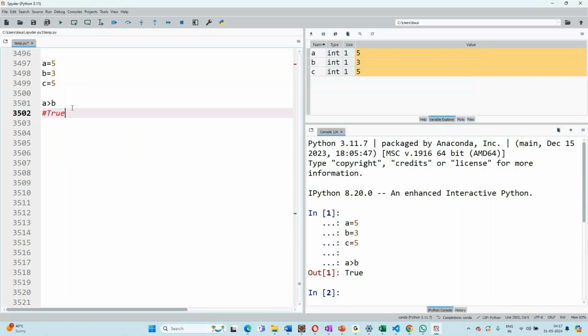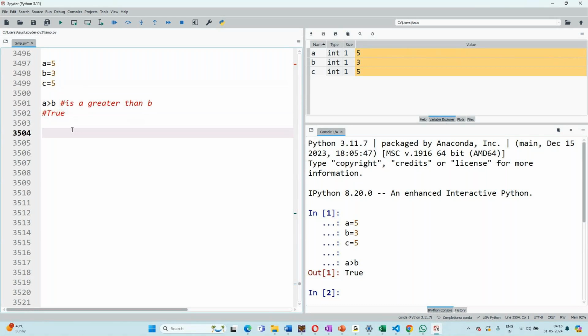a greater than b is asking a simple question. What is the simple question that it is asking? Is a greater than b? Yes, a is greater than b.